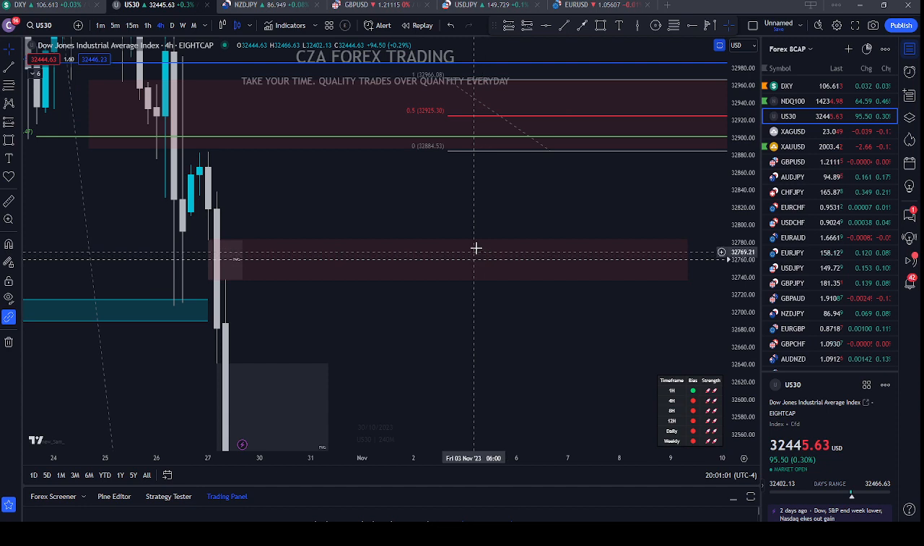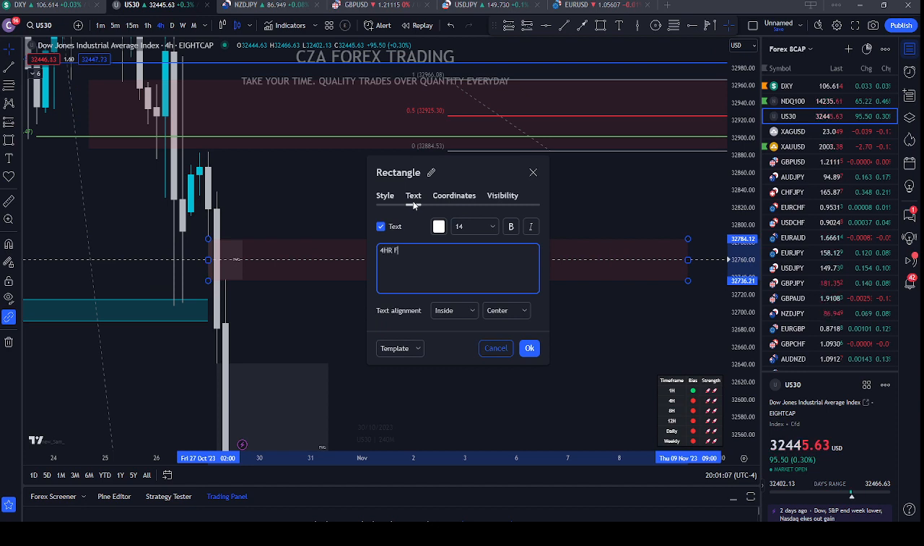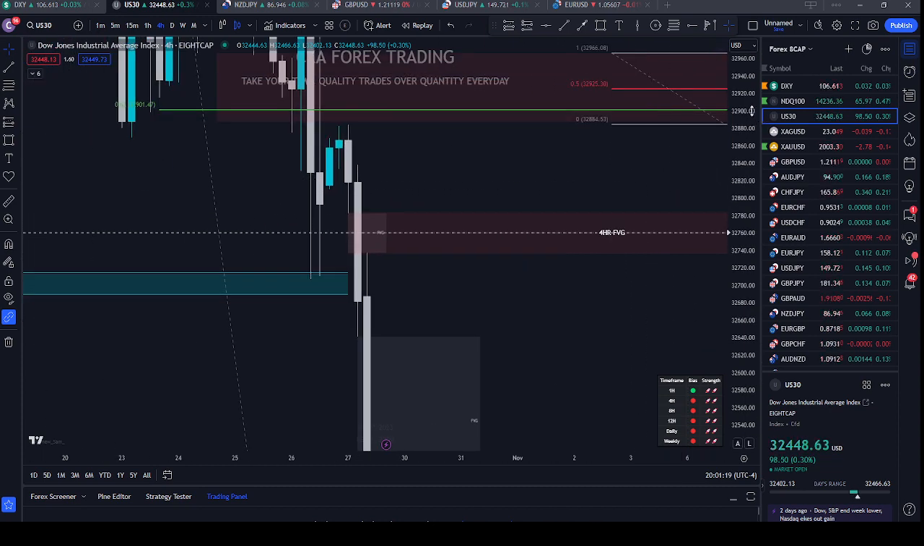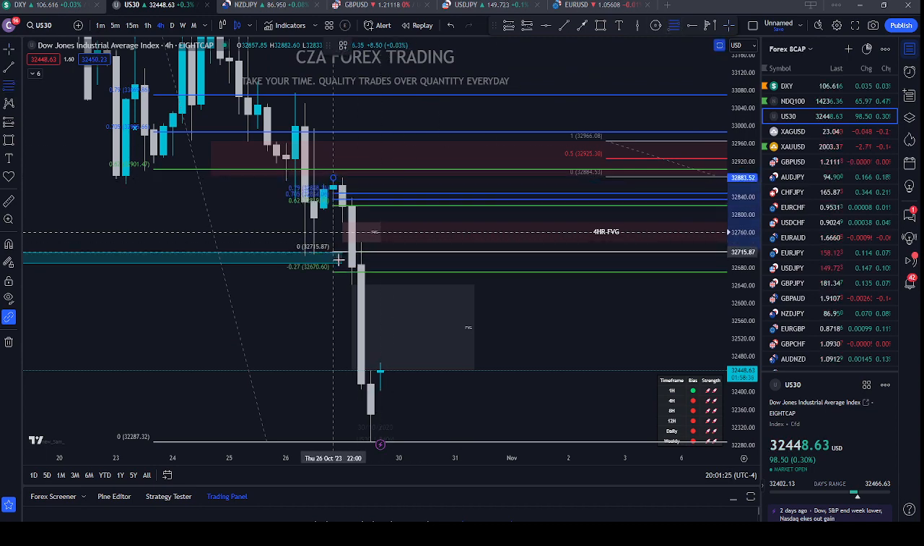Alright, so this one right over here, 4 hour fair value gap. And the 50% line right here. 50% is going to be at 32760.68. And then we can probably draw a fib on this one. This one's already retracing. Lower time frame where we're looking at 4 hour.